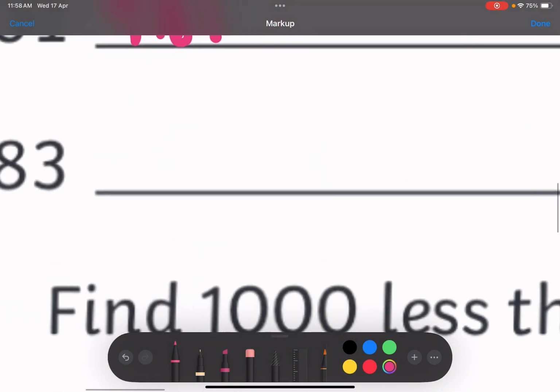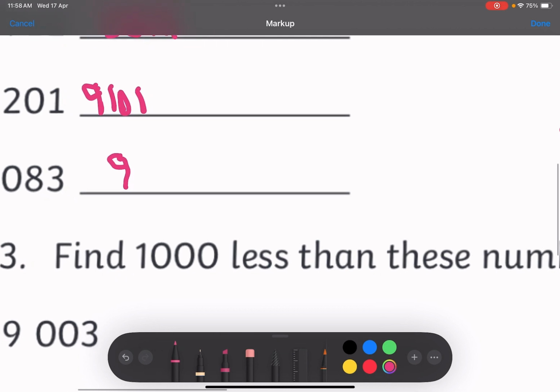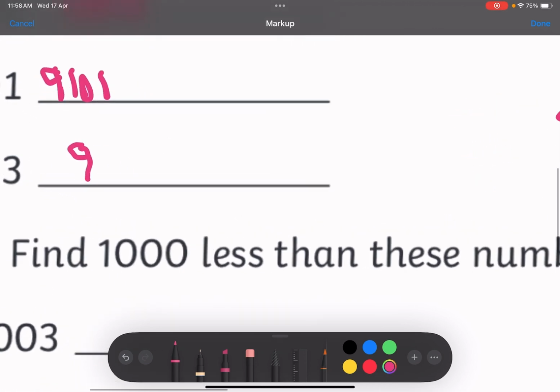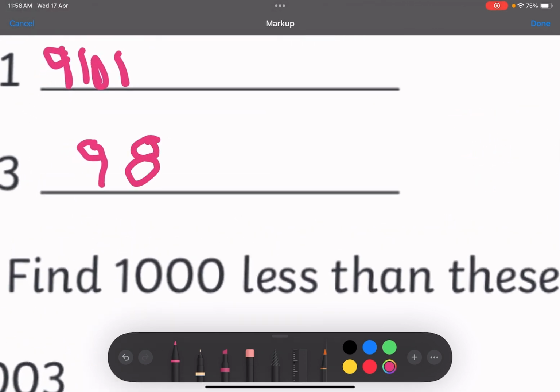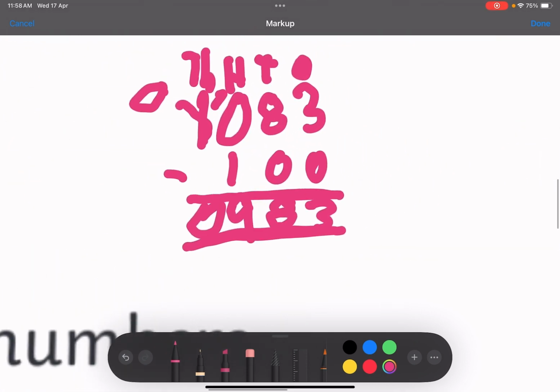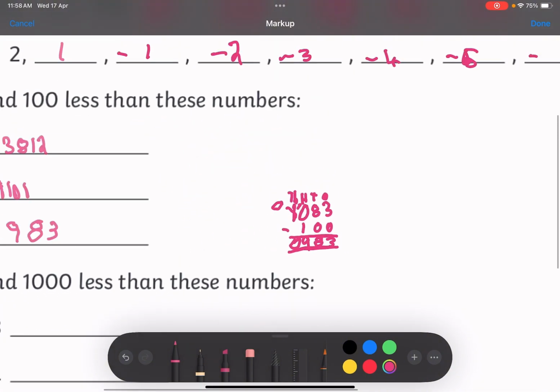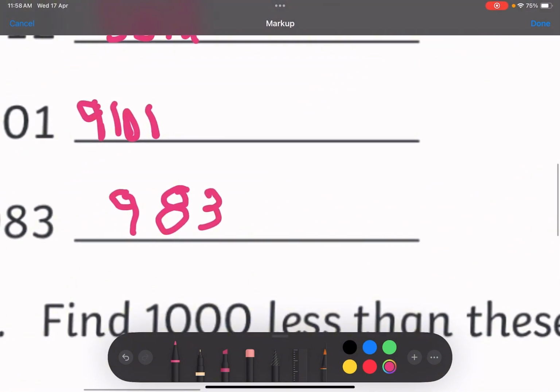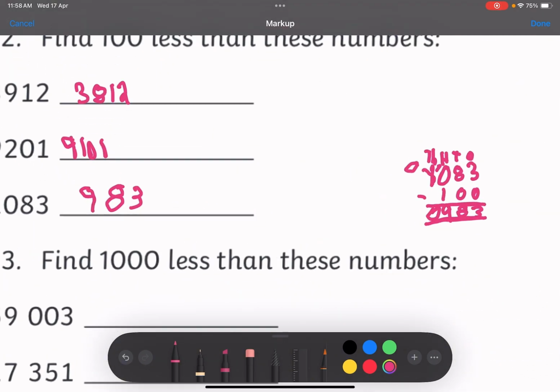Let's do one more example. First, 983. The 0 is a placeholder, so if there's a 0 at the beginning of the number, say in the thousands or the hundreds, then you don't need to write it. So let's do another example.